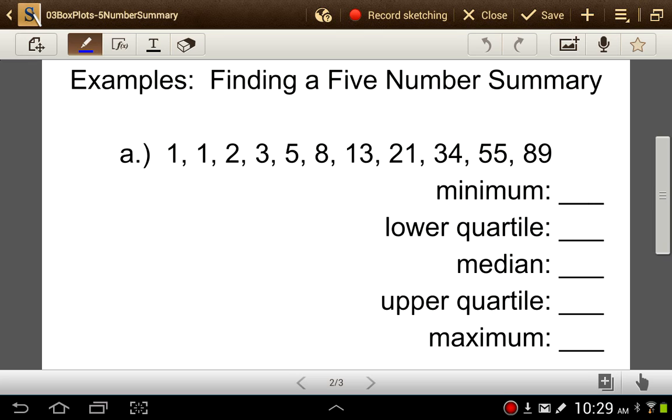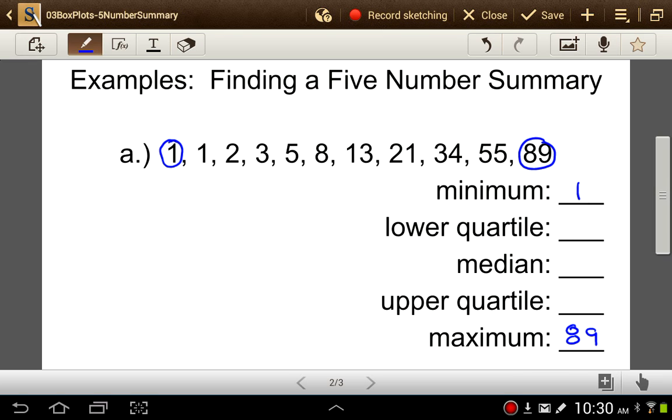Okay? So the minimum and the maximum should be pretty easy. The minimum is the lowest number. So I first have to put these in numerical order. Now, this first list, 1, 1, 2, 3, 5, 8, 13, 21, 34, 55, 89, it's already in numerical order, so I don't have to do any additional work. So the minimum, my lowest number, is 1. My maximum is 89. That's my highest number. So those are pretty easy to find.